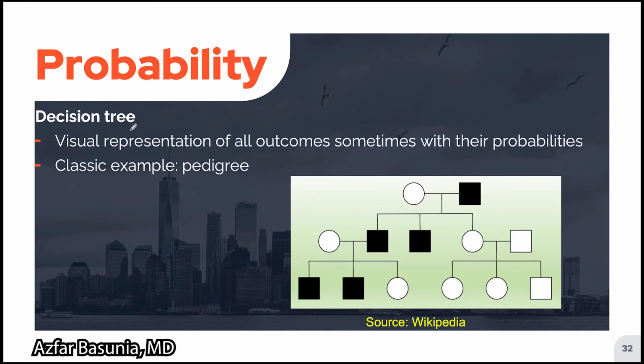In the last slide of this module, let's briefly discuss decision trees. A decision tree is a visual representation of all of the outcomes, sometimes presented along with their probabilities. A classic example for a decision tree is the pedigree as shown here. A pedigree basically shows how a disease is transmitted within a family tree. Sometimes we can also find the probabilities of disease transmission across each of the branches.